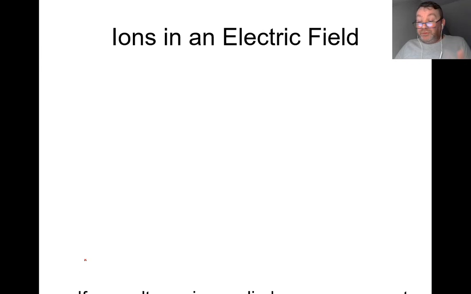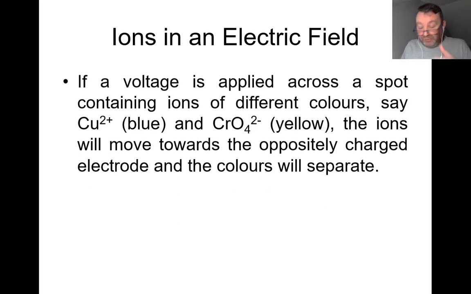Now, just a lovely example that they have in the book, and I have a video of this down here that you can have a look at later on yourselves. But if we were to take a mixture of blue copper ions and yellow, what we would call chromate ions. If we were to mix those together, blue and yellow makes green, okay? So we'd end up with a kind of green solution. Now, notice that the copper is positive and the chromate is negative.